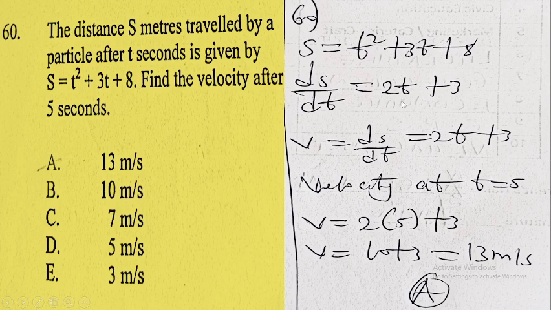So ds/dt will give me 2t plus 3, which is the same as velocity. So the velocity is 2t plus 3. But we have to find the velocity after 5 seconds, so that means my t is 5. If I put that t here, I'll have 2 times 5 plus 3. 10 plus 3 gives me 13 meters per second. Option A is the correct option.